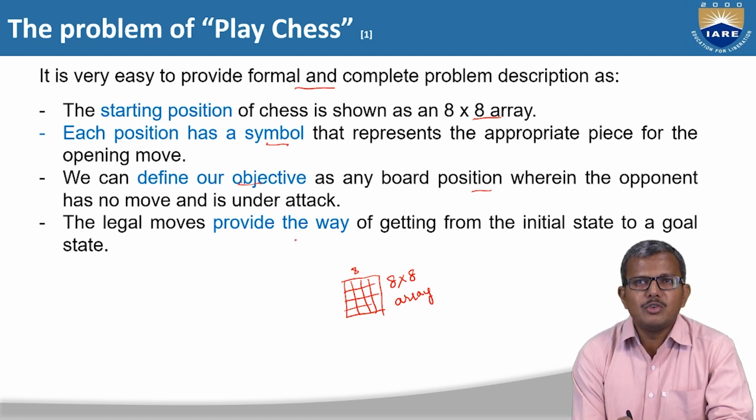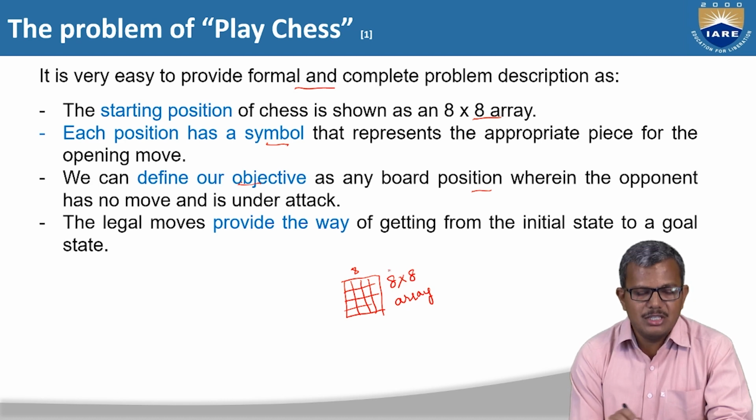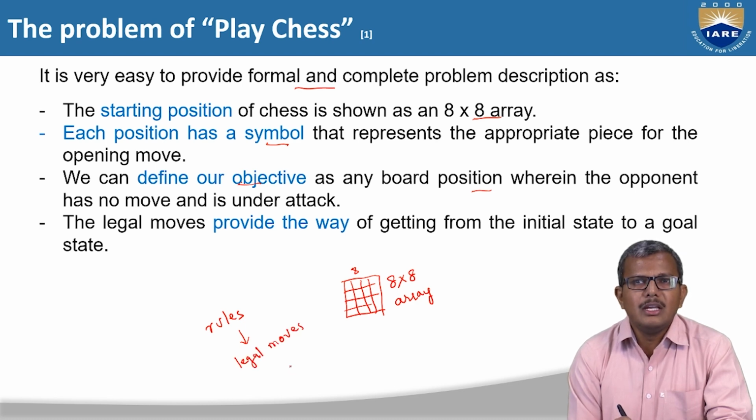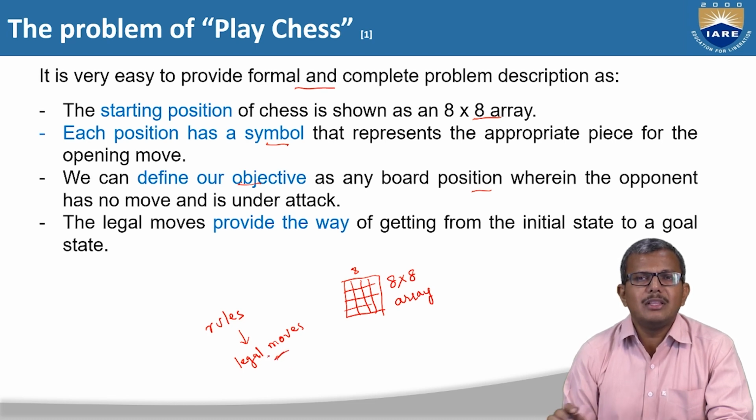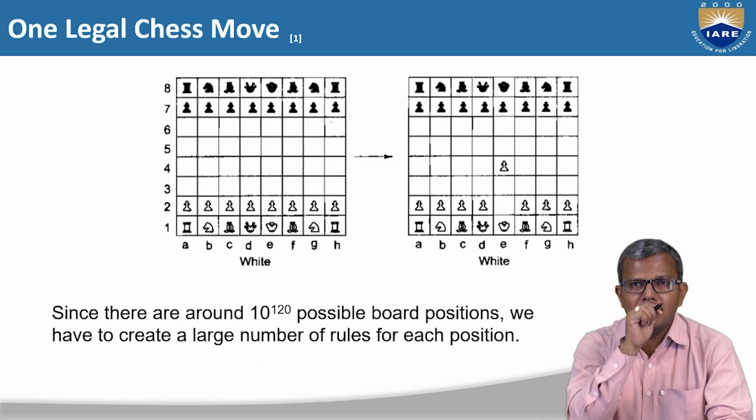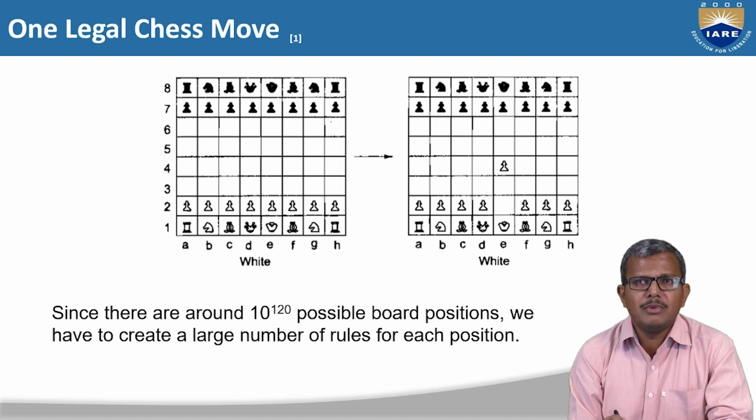So the legal moves provide the way of getting from the initial state to the goal state. Initially we said that the appropriate application of rules will make us move from the initial state to the goal state. In this case, we are going to talk about these rules in terms of legal moves. This legal move representation is very important in order to make the AI agent play the chess game. But let us try to see one example here.